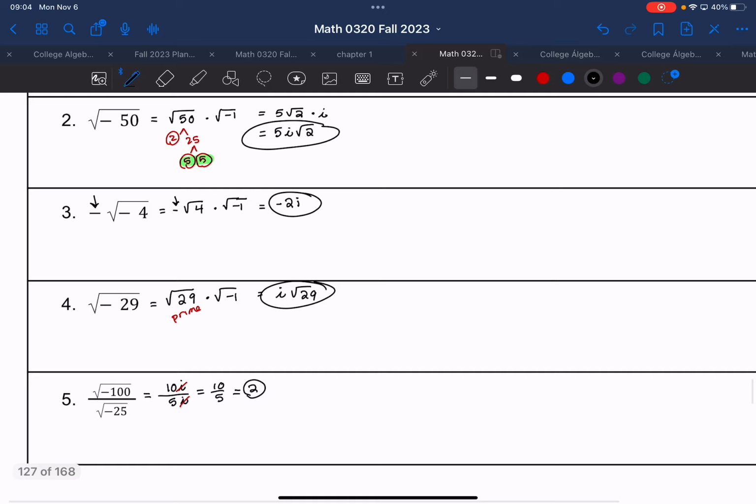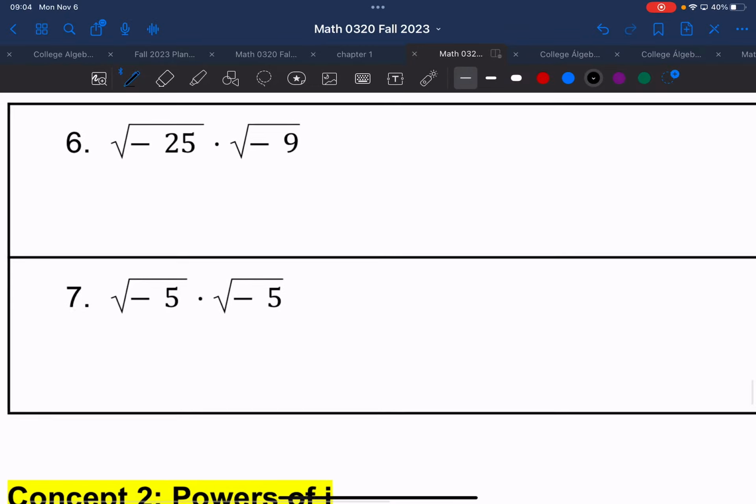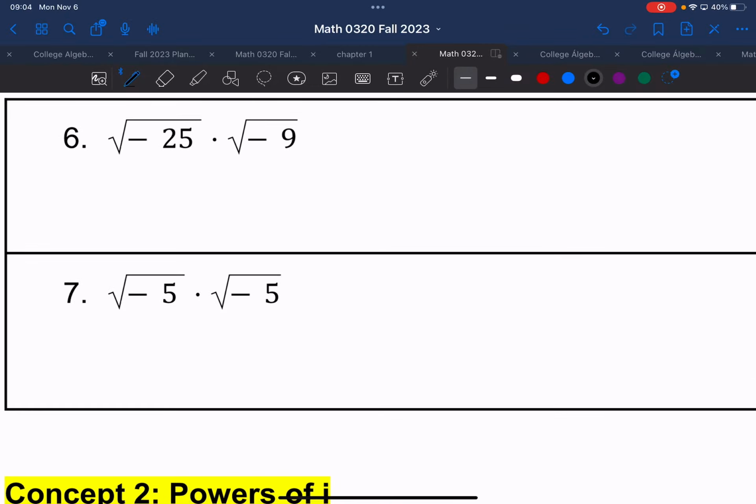Any questions so far? Okay. Same with these ones. Looking at number 6, does number 6 have perfect squares? Yes. So for the first radical, how do we simplify the square root of -25?